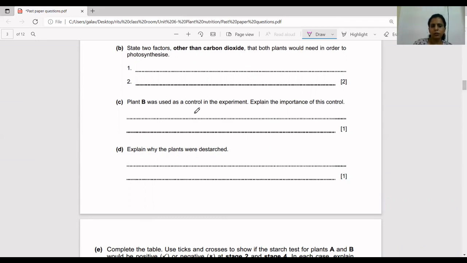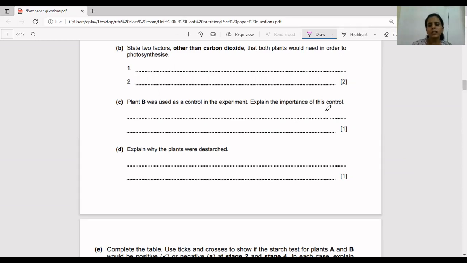Part C is, plant B was used as a control in this experiment. So explain the importance of this control. Now always remember, in every experiment which we conduct in laboratories, we should have a control. Every experimental question which is asked in ATP papers, or which will be asked in future ATP papers, will always have one control setup. This control is always used in an experiment so that at the end, when we get the result for the experimental setup and the result for the control setup, we can easily compare the result of the experimental setup with the result of the control setup.